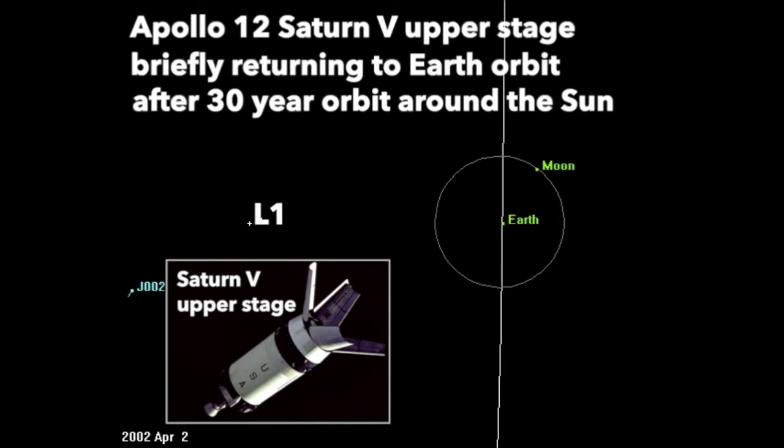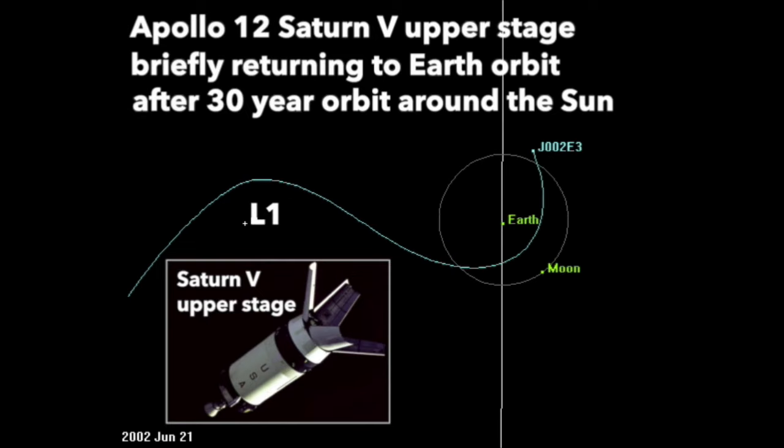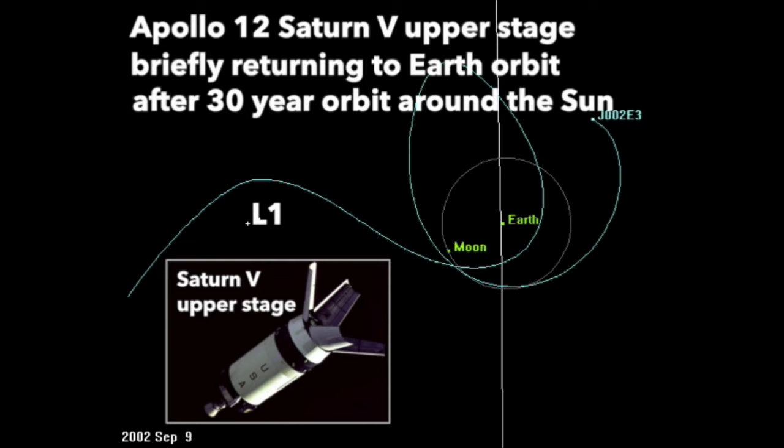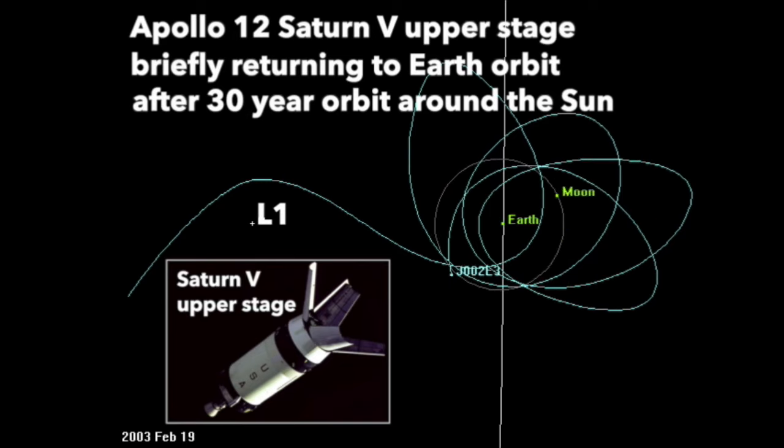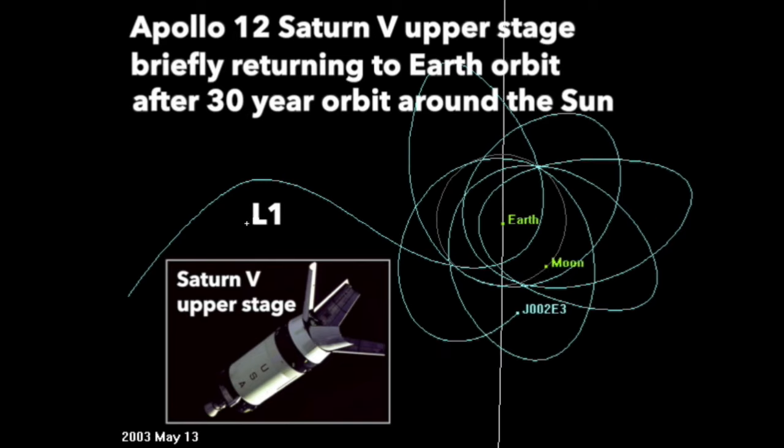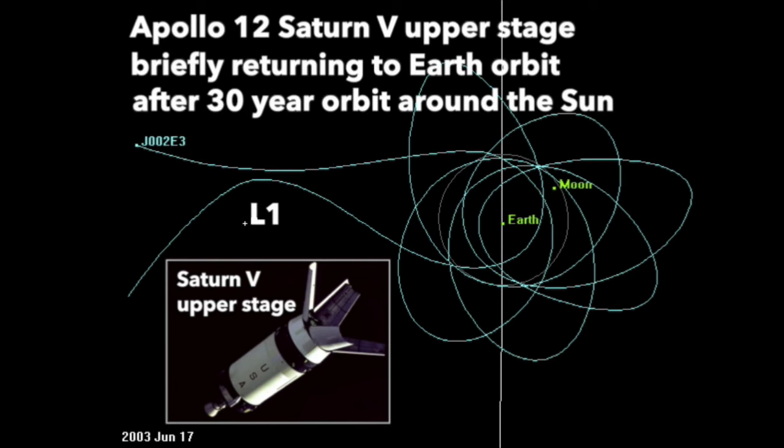And some things that we didn't know were going to come back have come back. So here's the Saturn V upper stage that came back. This is the Sun-Earth L1. So it was in a heliocentric orbit for several decades, came back, does a little dance with the Earth-Moon system, and then left. And it could do this forever.